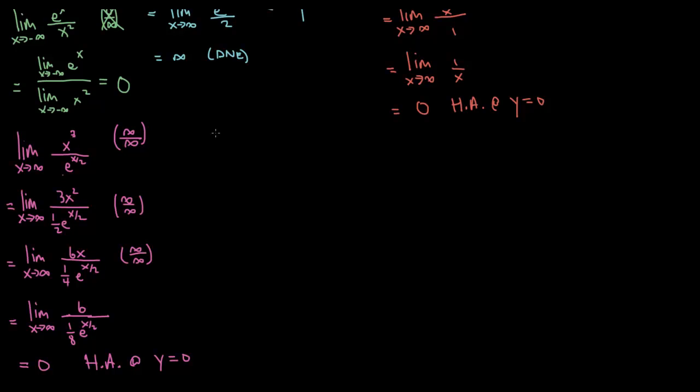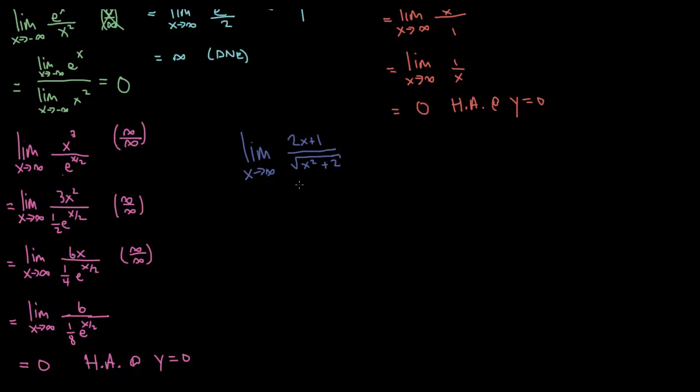Alright, so the one last type of example I want to look at is what happens when you have a radical as a part of your rational function. So we have maybe something like this. Let's look at the limit as x approaches infinity. Let's pick one: 2x plus 1 over the square root of x squared plus 2.